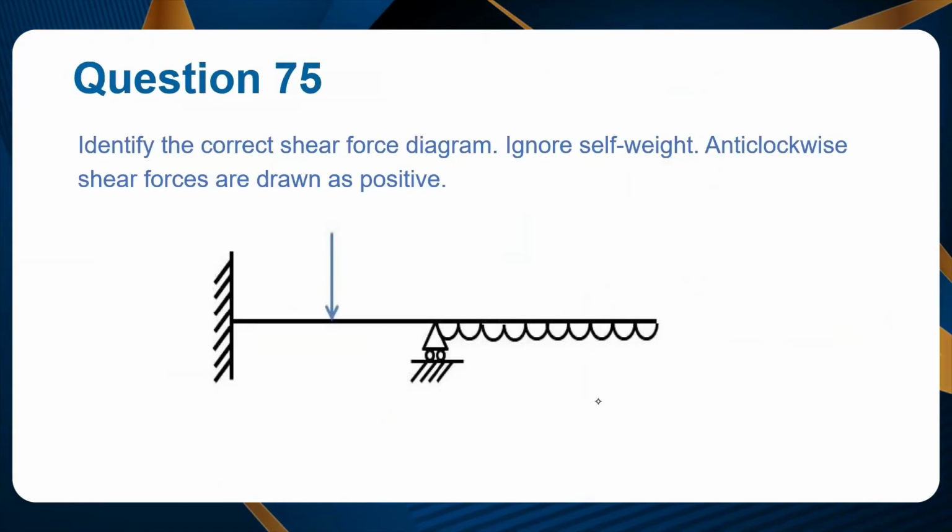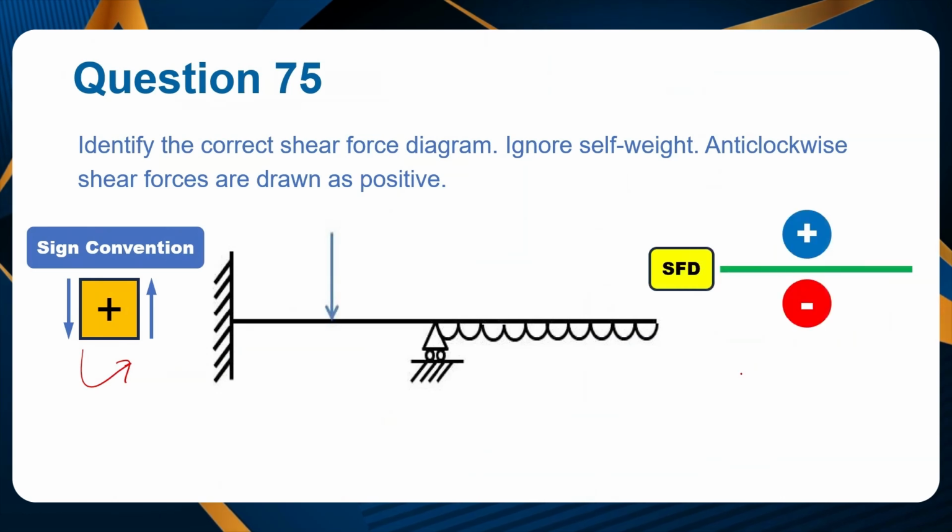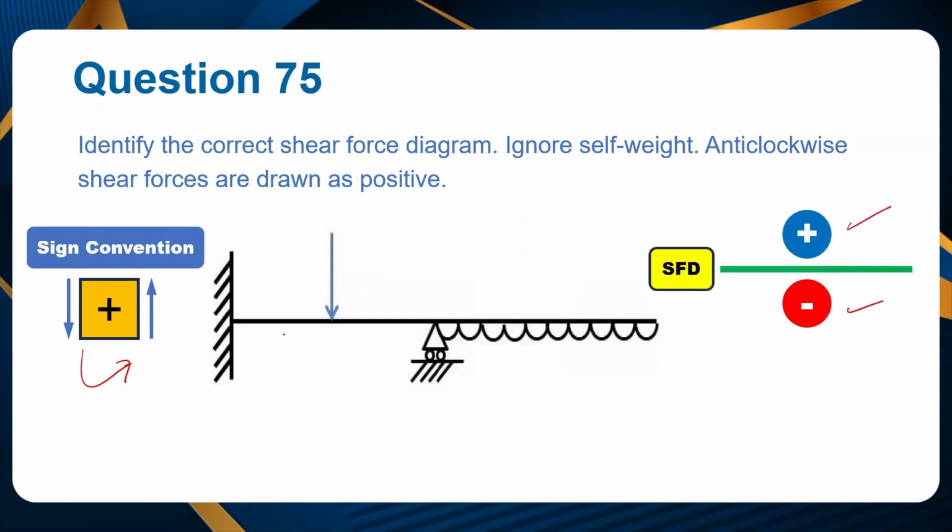In this example, we have to identify a correct shear force diagram. Ignoring self-weight, the anti-clockwise shear forces are drawn as positive. This is a sign convention which I will use for this problem. And as usual, positive forces are drawn over here and negative are drawn over here.